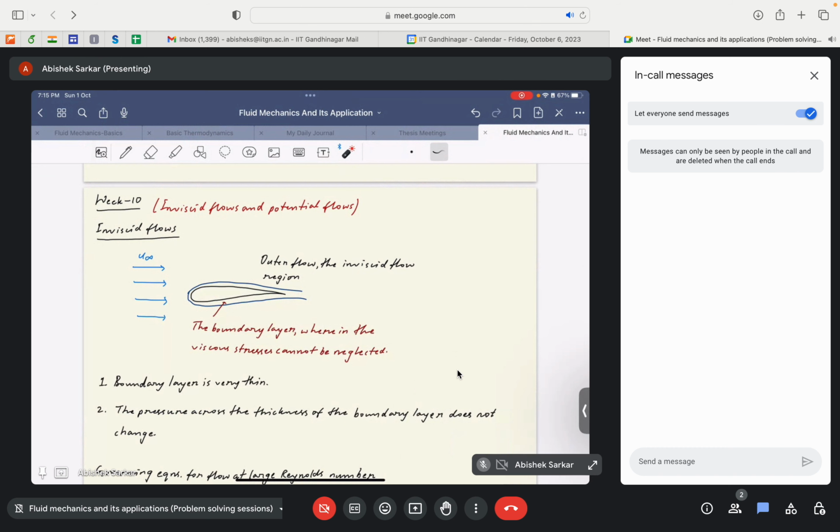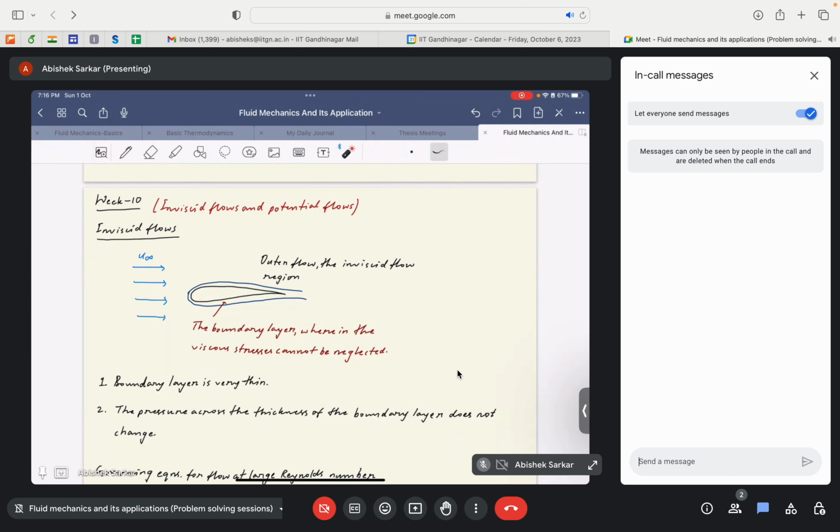But as we all know, that's not a real case. There's no fluid in the entire world whose viscosity is equal to zero. Each and every fluid has a certain viscosity. So it may seem that since something is not real, there's no point in dealing with such kind of theories, right?